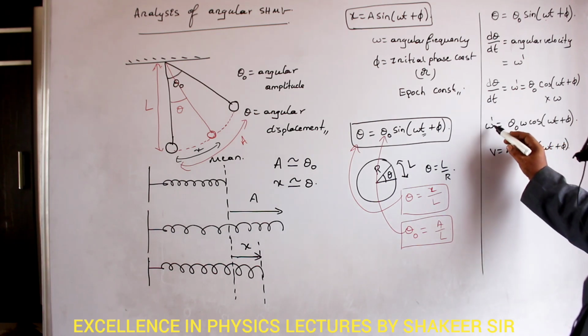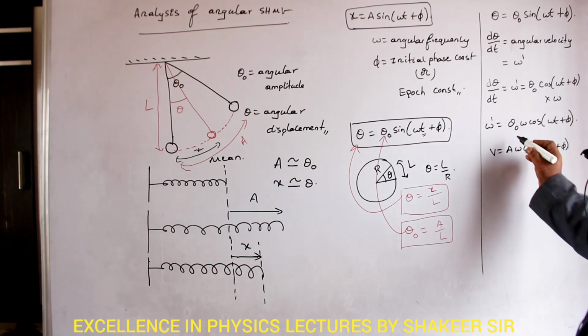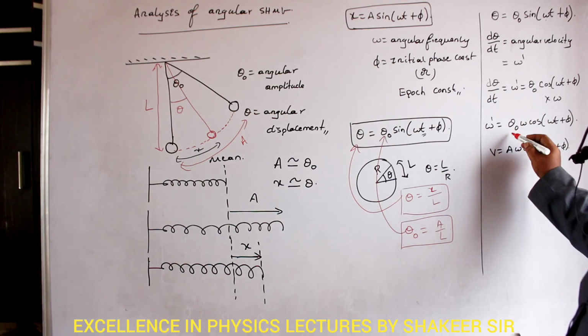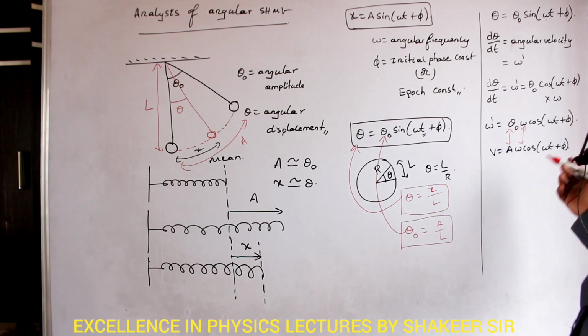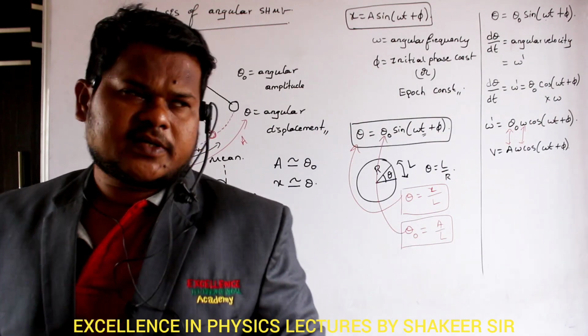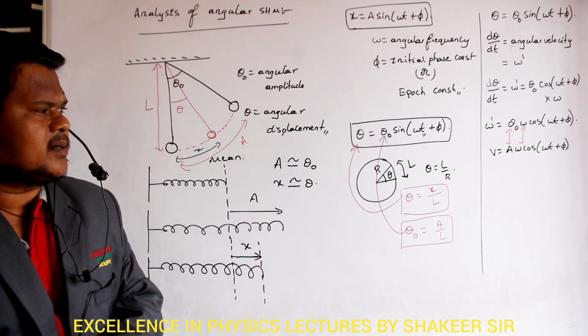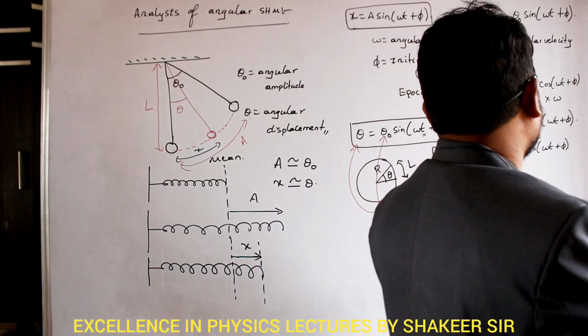Now you compare this angular velocity and this linear velocity. Both of them are exactly comparable. So here theta naught is comparable to the angular amplitude. Clear? And angular frequency is angular frequency only, and the remaining equation remains the same. So the equations of linear SHM and angular SHM are always comparable with each other. Are you able to understand? So now I have got the equation for angular velocity.